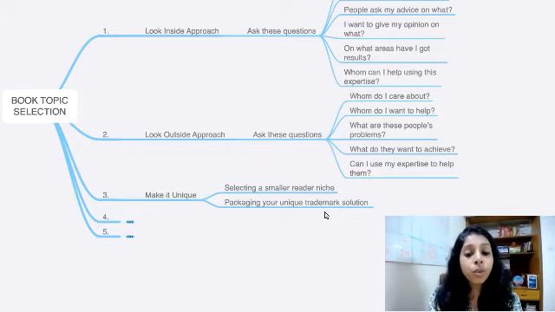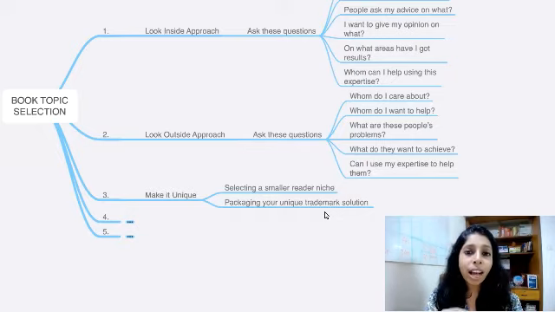Another way is to package your unique trademark solution. All right, because see, if you're a weight loss coach and you've decided that your book is only going to be for new moms, you could teach that new mom several strategies to lose weight. But you have used a particular method which has worked not just for you, but also for say 20 other moms. You make that your unique trademark solution and you make your book about that.